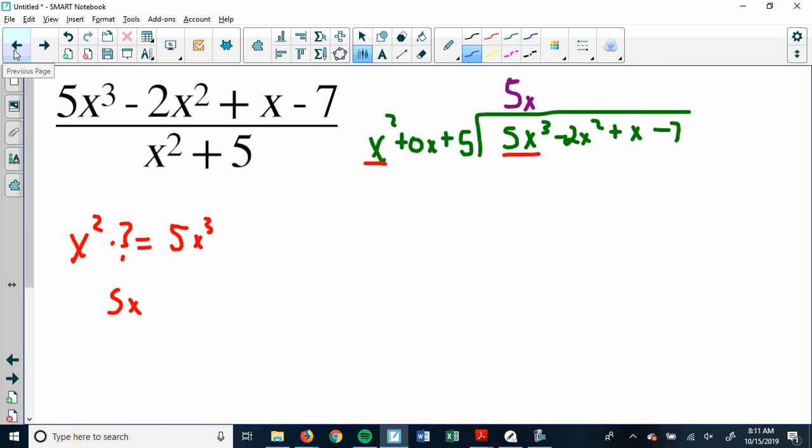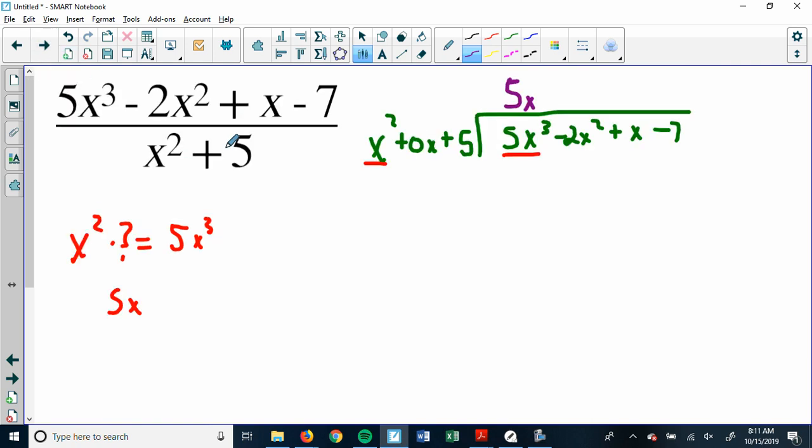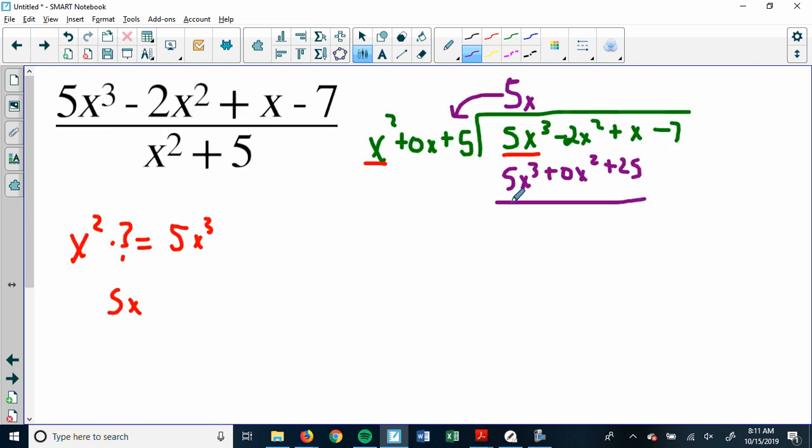But now what are we going to do with this? If you remember, we took this 7 times 32. Well, the same thing is going to happen here. We're going to take 5x times all of these items out here. So we get 5x cubed plus 0x squared plus 25x. Now, if you remember, what we did was we subtracted, right? But if we're going to subtract, we have to subtract the entire expression.